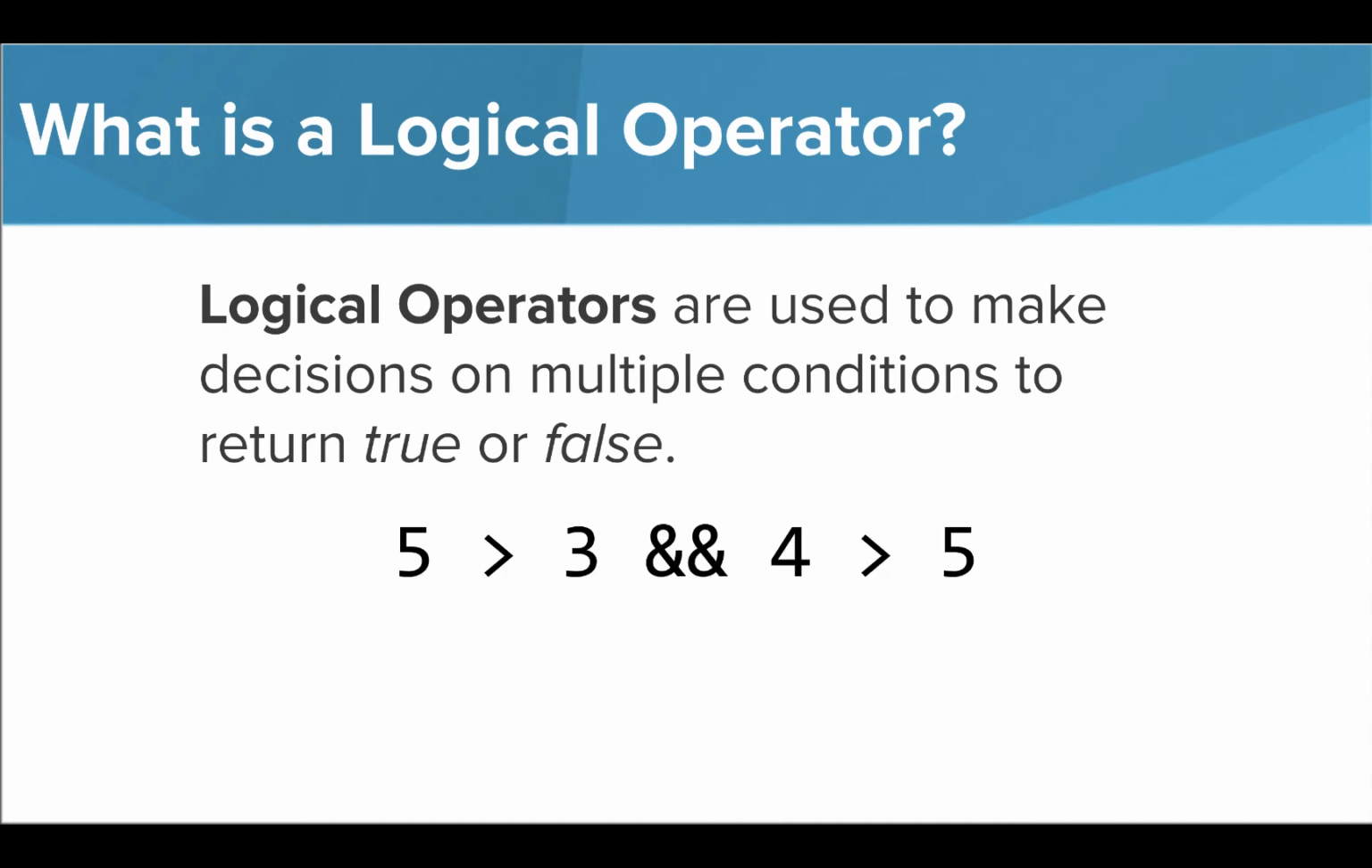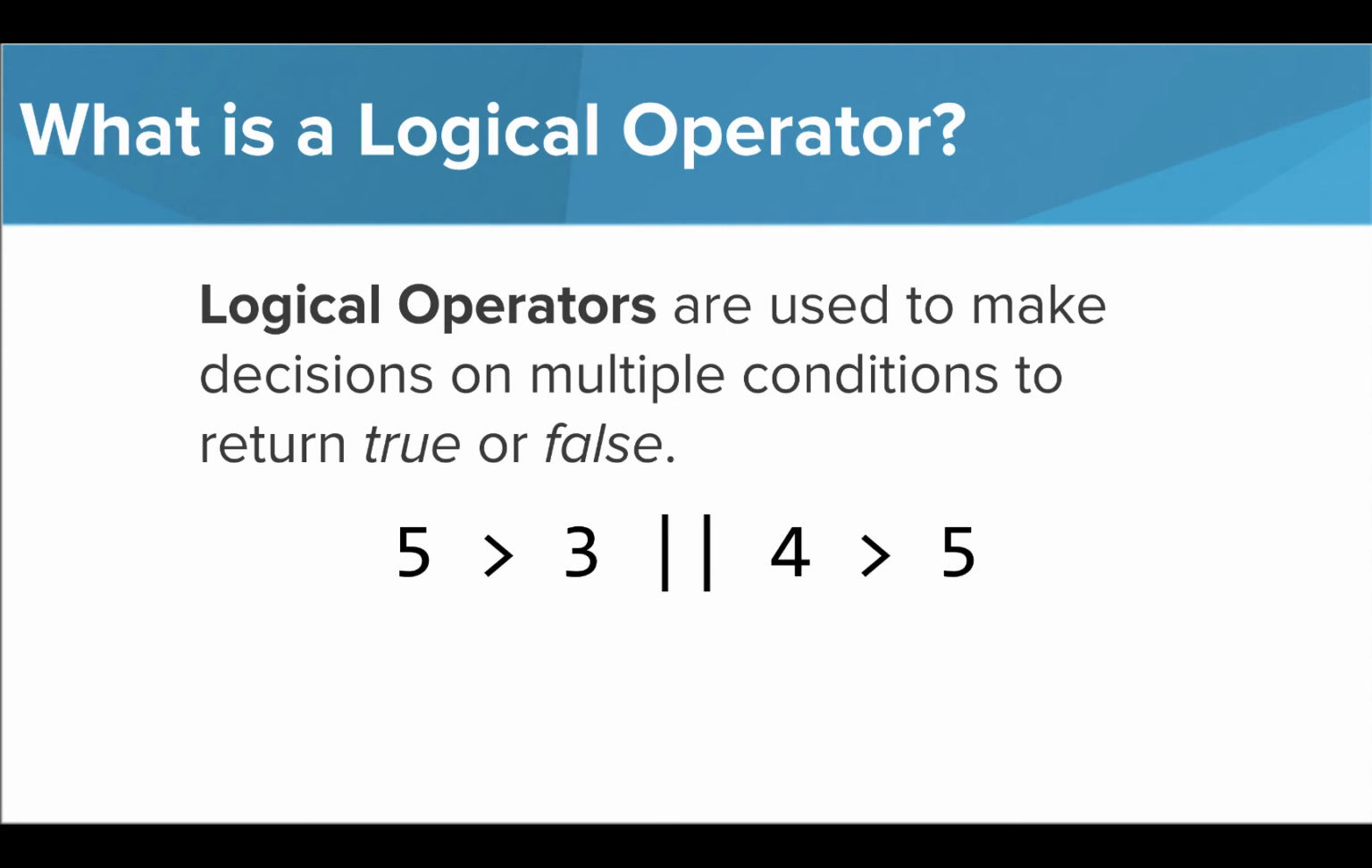For the AND operator to evaluate to true, both conditions must evaluate to true. In this case, 5 is greater than 3 and 4 is greater than 5. The first comparison, 5 is greater than 3, evaluates to true. The second comparison, 4 is greater than 5, evaluates to false. So the combined condition evaluates to false.